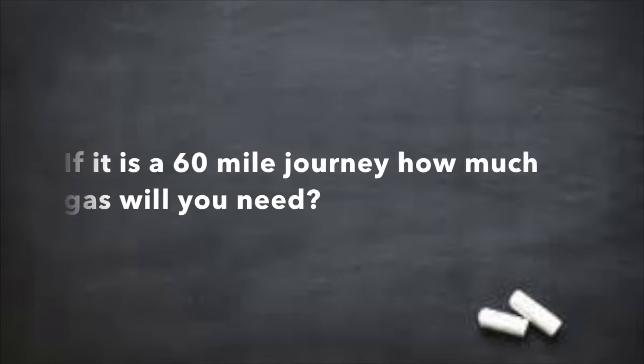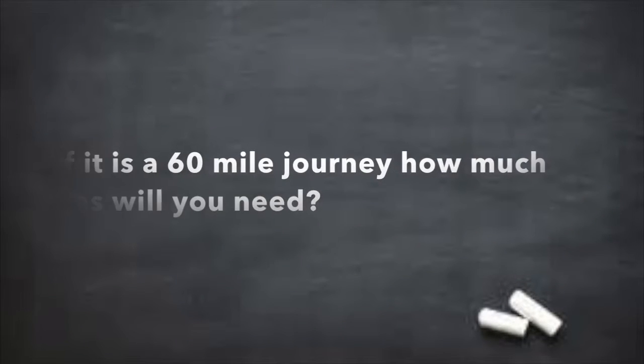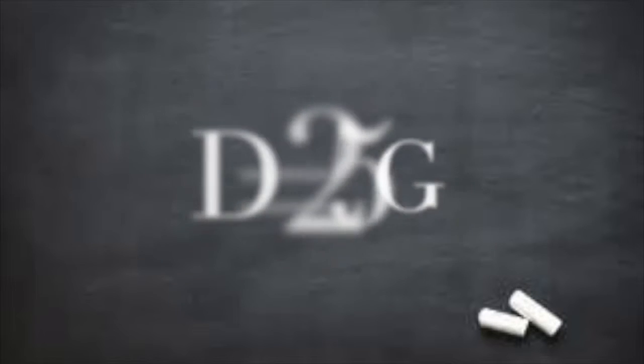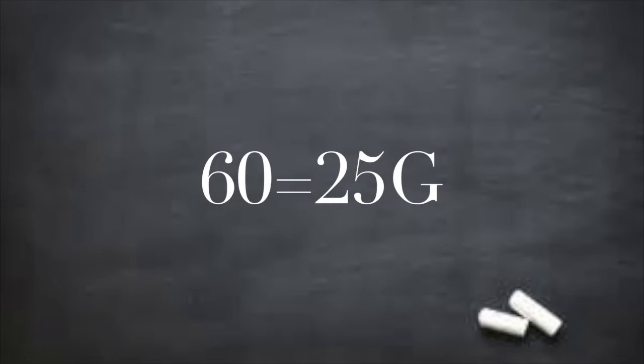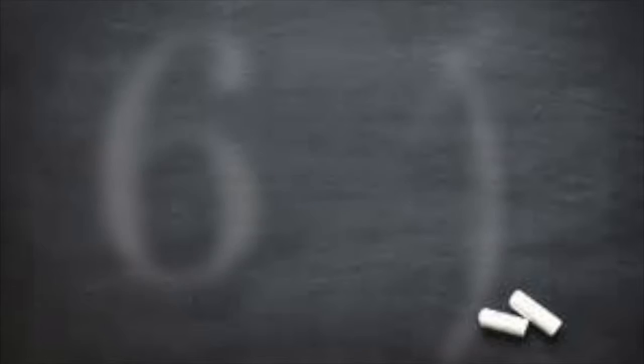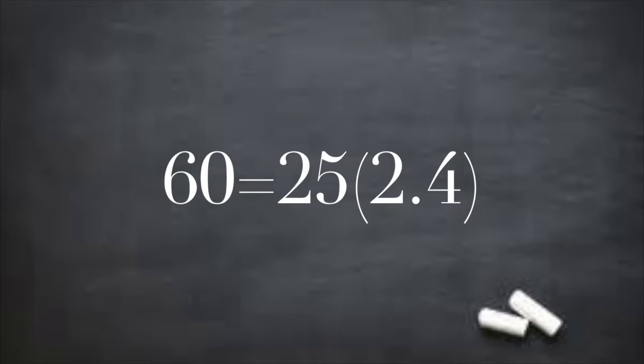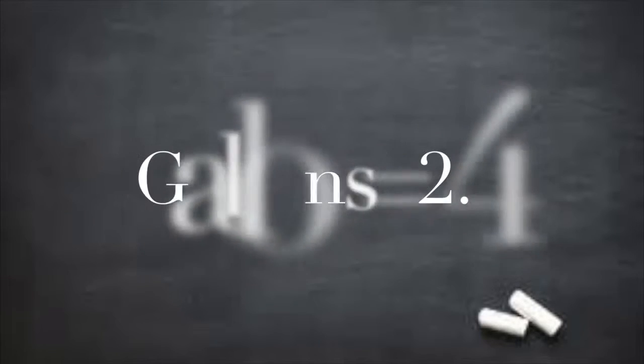So if each day I have a 60-mile journey, how much gas will I need? A linear equation can solve this. So I have d equals 25g, where d is the distance and g is the amount of gallons. So if I'm going 60 miles equals 25g, and I solve for my g, therefore I get that I'm using 2.4 gallons for each 60-mile journey.